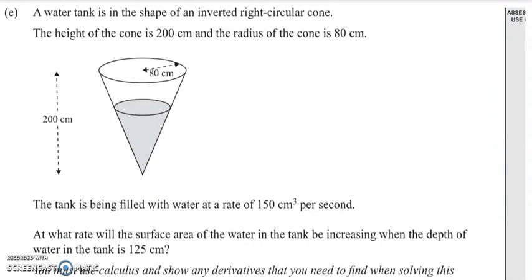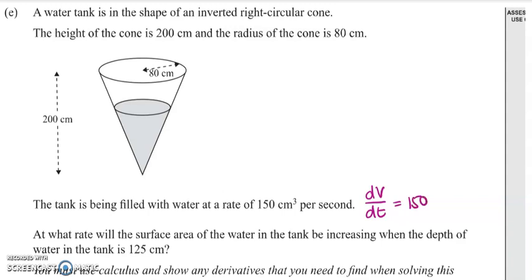Alright, part E. We've got a bit of a tricky rates of change question with this one. So just take a pause to read and take in what we're being told. So to start off with, see if you can label some rates in the question. So we've got the rate that the water's coming in. So that's the volume and how it changes according to time. So dV by dt will be 150.